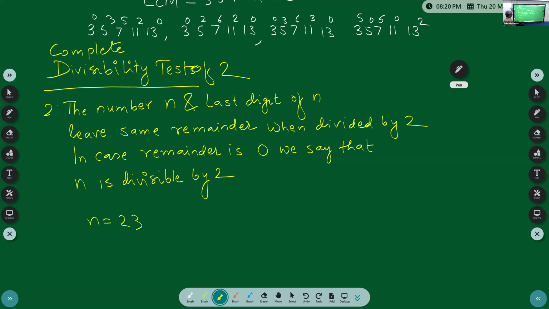Let us look at the test of 4. What is the divisibility test of 4?